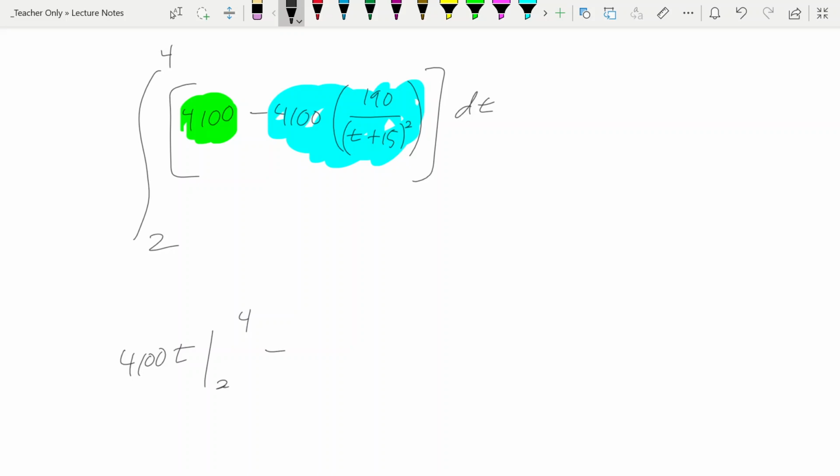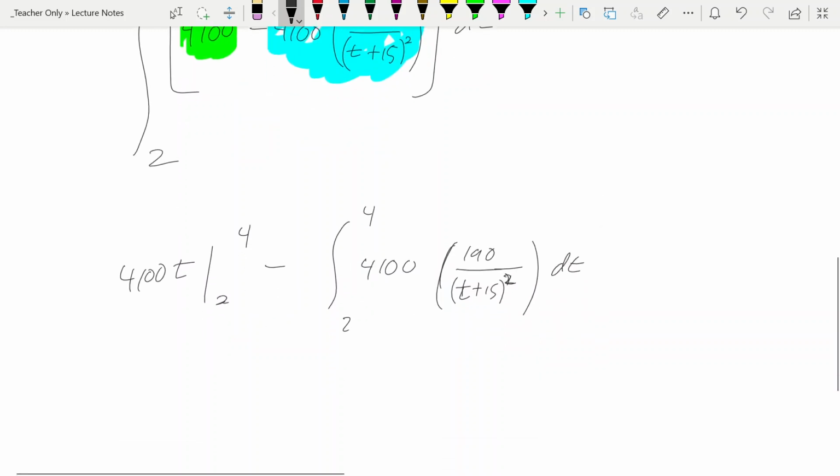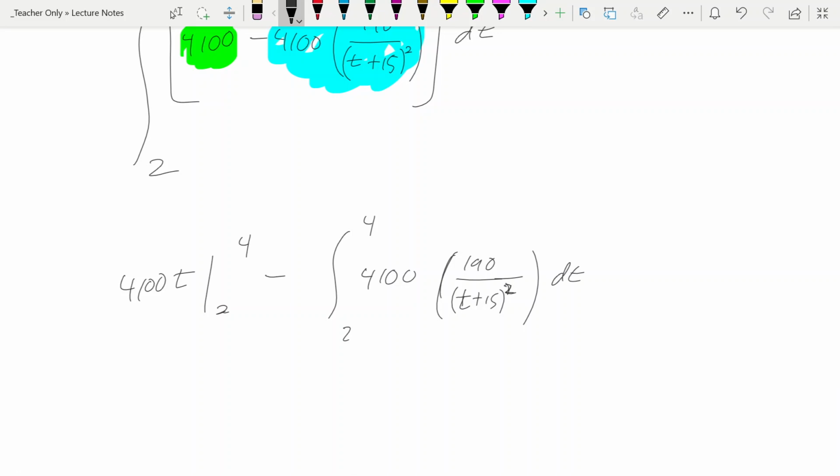Actually, I'm going to do this in two problems just to kind of help us keep track of this antiderivative. So then we're going to say, I'm going to do this one in just a second here. 190 times (t plus 15) squared dt. Okay, going from 2 to 4. All right, now this first one was easy. This is just the power rule. This one's going to be a little more interesting.